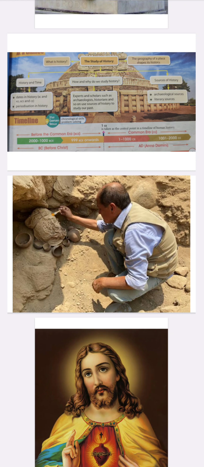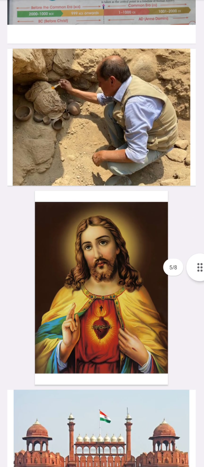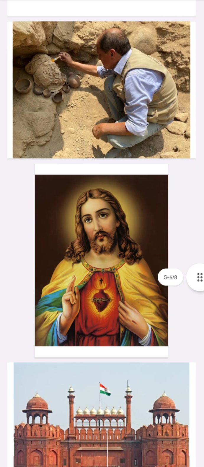Now, next is dates in history. In history, we see dates written as BC or AD. BC stands for before Christ, the number of years before the time of Jesus Christ, and AD stands for Anno Domini. Who was Jesus Christ? The man who Christians believe is the Son of God and whose life, death, and resurrection, as reported in the New Testament of the Bible, are the basis of the Christian religion, also called Christ, Jesus Christ.